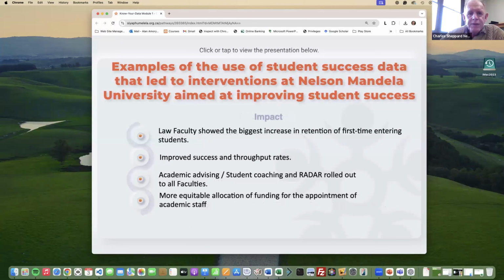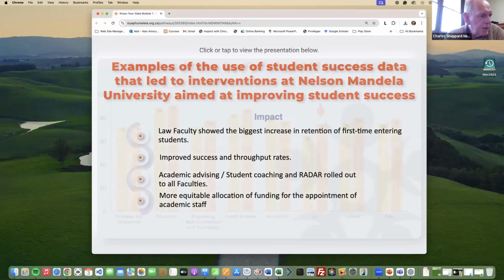Now, what happened after that? The law faculty immediately showed the biggest increase in retention of first-time entering students. They had improved success and throughput rates. And based on the success in the law faculty, this academic advising intervention, or student coaching, and radar were rolled out to all the faculties. And it has led to a more equitable allocation of funding for the appointment of academic staff.